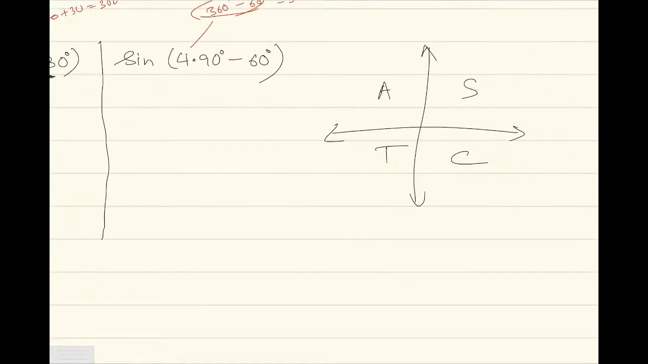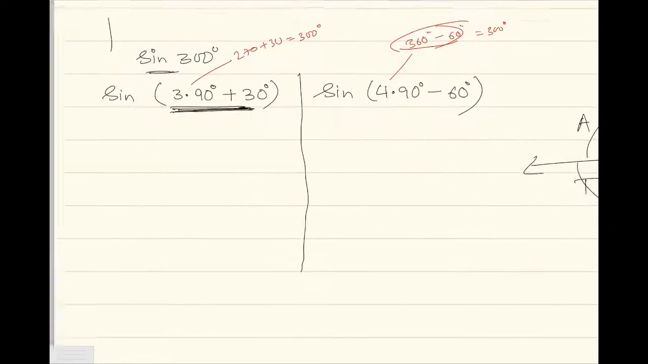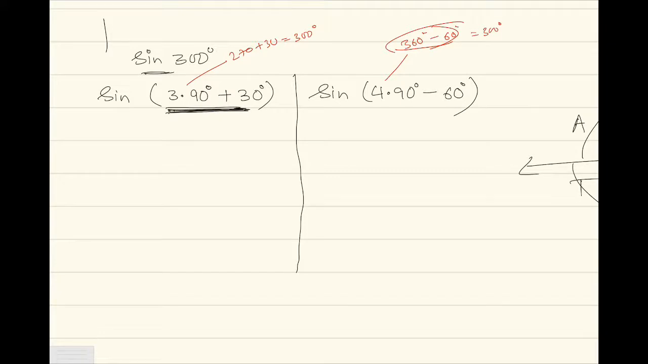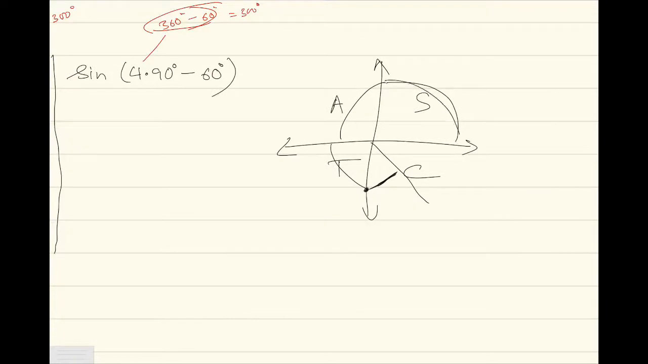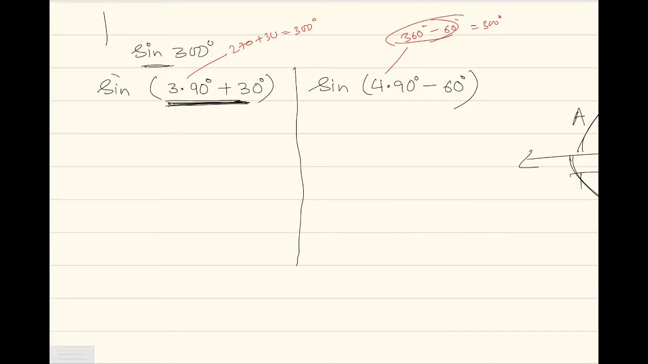For that, 3 into 90 means 90, 180, 270. That's here. 3 into 90, that's 270. Plus 30 means something that is there in the fourth quadrant, isn't it? So I know that this angle 300 degrees lies in the fourth quadrant. How did I decide? Because it can be expressed as 3 into 90 plus 30. Is that understandable, everyone?